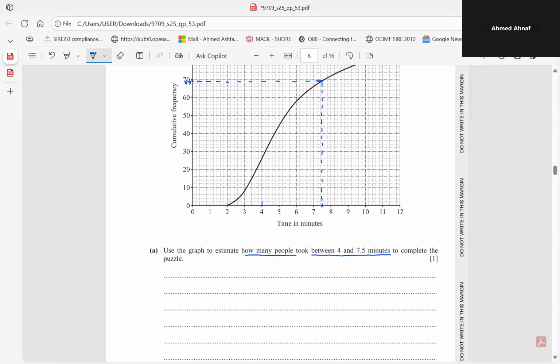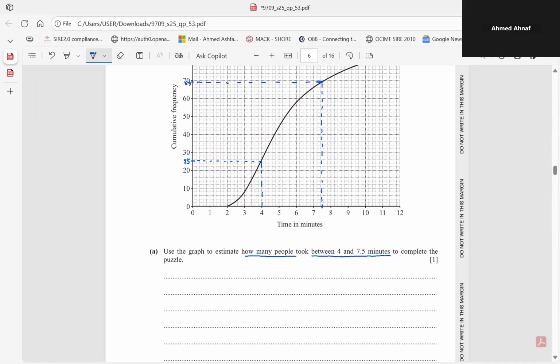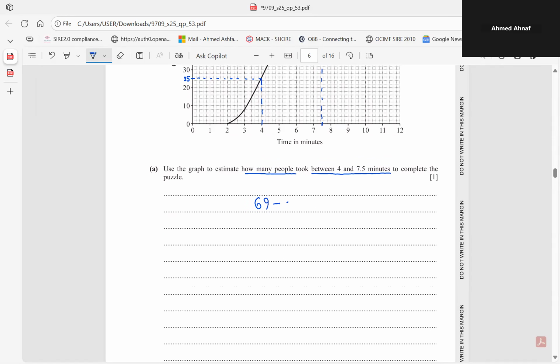Now let's find the number of people that did it in 4 minutes or less. So let's look at here. Again, it is halfway between this point and this point. So we're going to label this, like 22, 24. This would be 25. So to find out how many people did it in this interval, you just take the number of people that did it within 7.5 minutes and the number of people that did it within 4 minutes. And this would give you 44 people. So this is our final answer for this part.